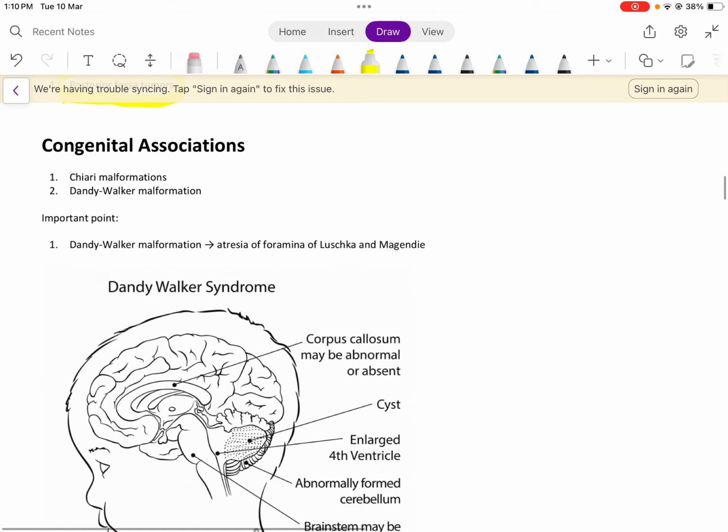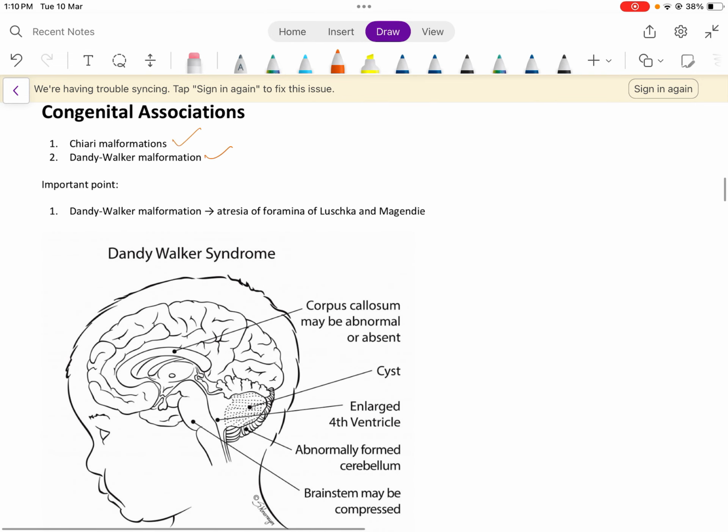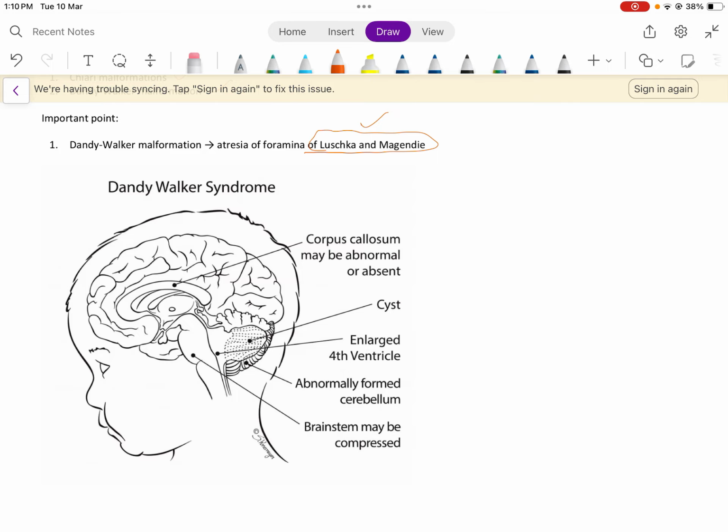Now, what congenital associations can you think of? You have to remember two things: Chiari malformations and Dandy-Walker malformation. Important is that Dandy-Walker malformation is because of atresia of the foramina of Luschka and Magendie. Whenever there is an atretic foramen of Luschka and Magendie, as I have explained in the anatomy, there will be a disruption in the flow of CSF, right?